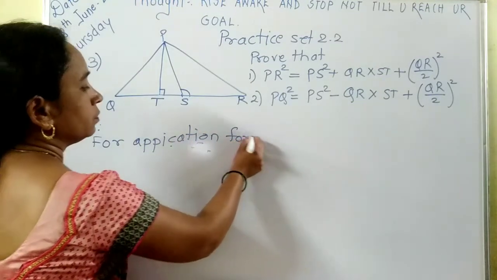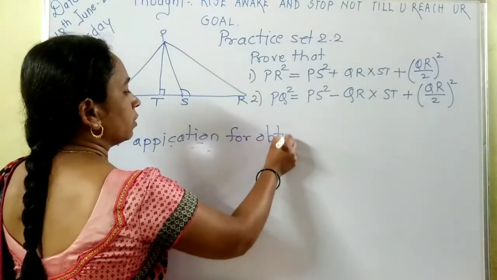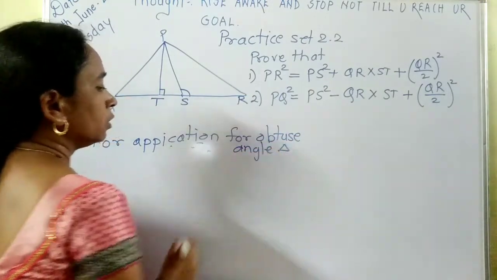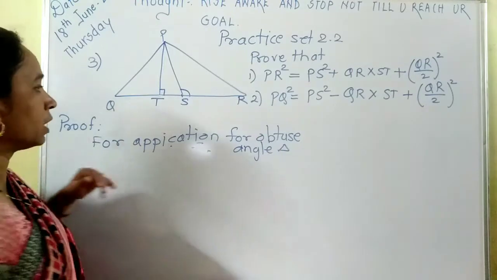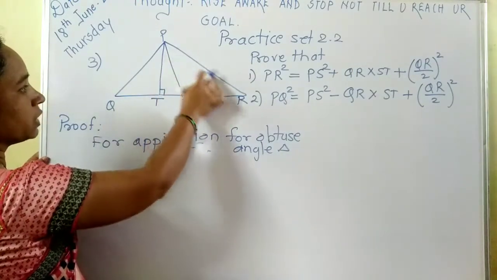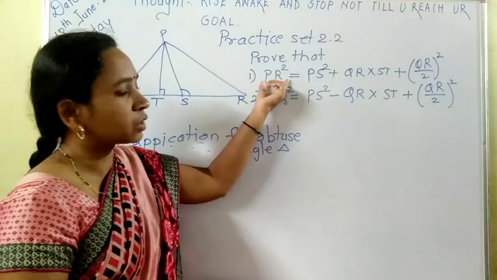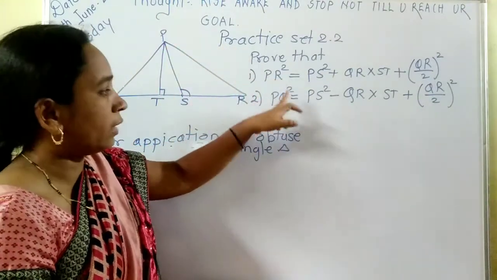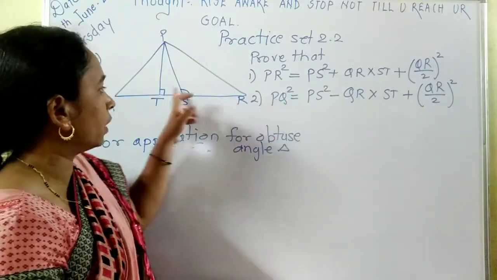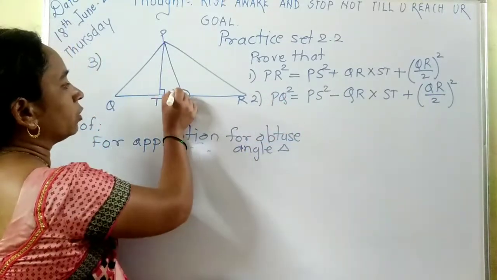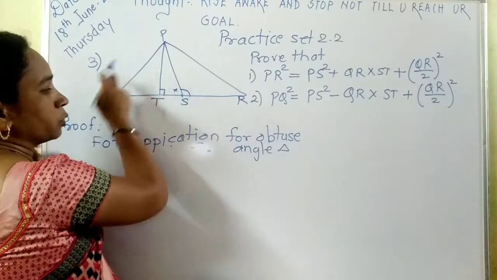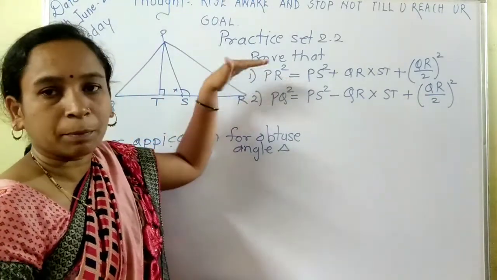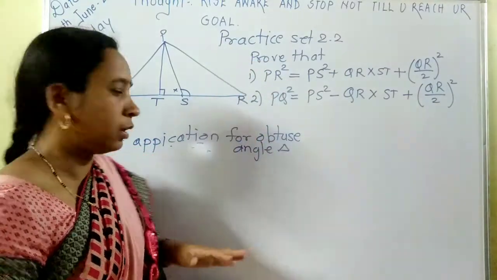for obtuse angle. So what does the application say? Application says that opposite side, because here PR square is nothing but the opposite side of this obtuse angle, and here if you observe PQ square, that means this is the acute angle and this acute angle's opposite side. So here we are going to use for the first one the application for the obtuse angle triangle.